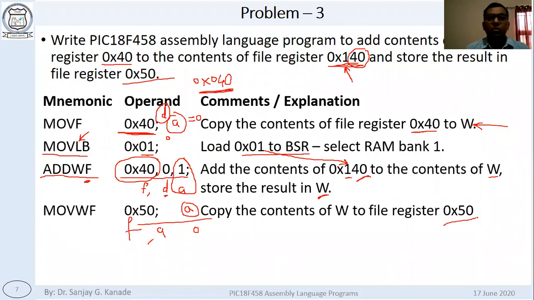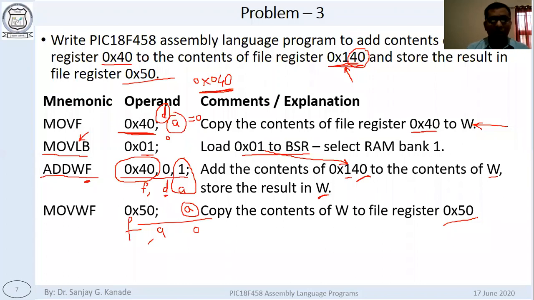So what we are learning basically from these problems is how to access the registers stored in the different locations of the data memory banks. Different banks are available to us. The contents that we want to access may be stored in different parts of that data memory, and we are learning how to access those locations.